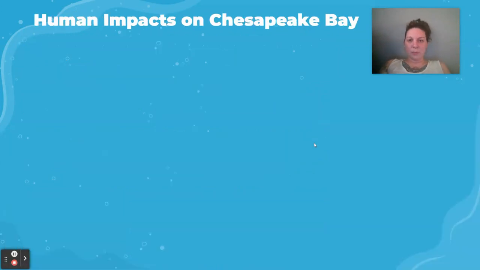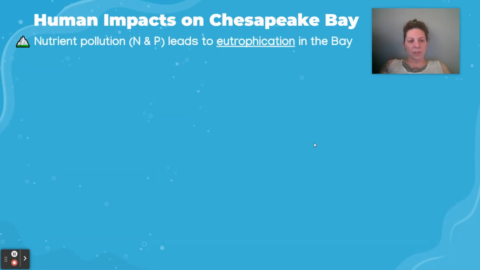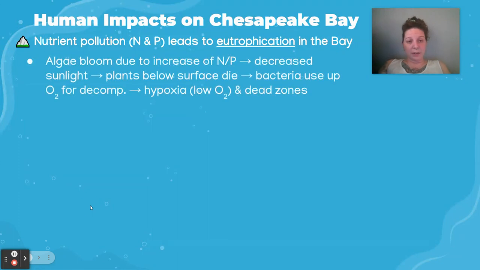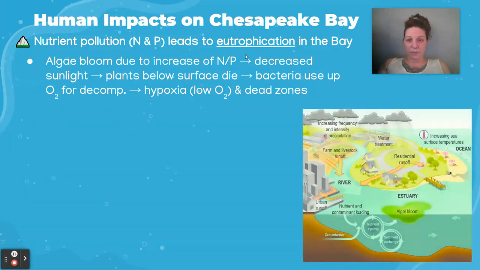So let's talk about some human impacts on the Chesapeake Bay in particular. One of the biggest ones is going to be nutrient pollution. So that's going to be those nitrogen and phosphorus molecules leading to eutrophication in the bay. I know we've talked about eutrophication before, but just as a reminder, it's an algal bloom that we get because we have too much nitrogen and phosphorus, which leads to decreased sunlight. So we can see that happening down here.